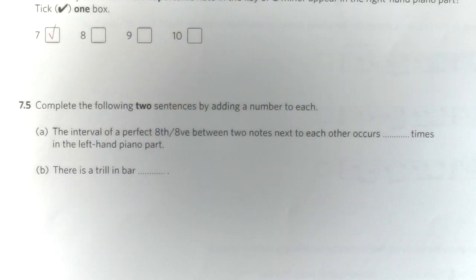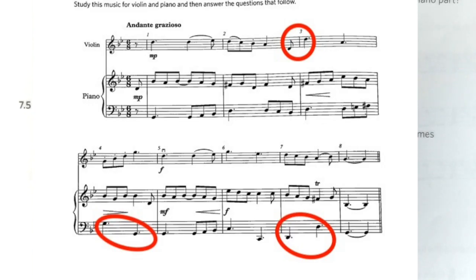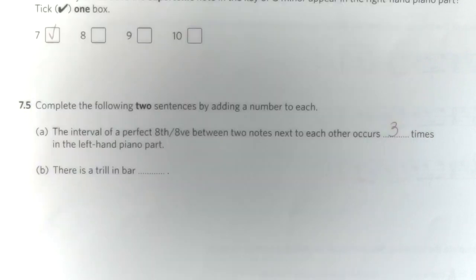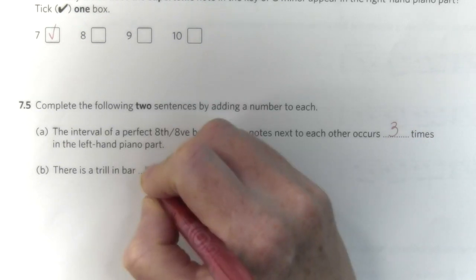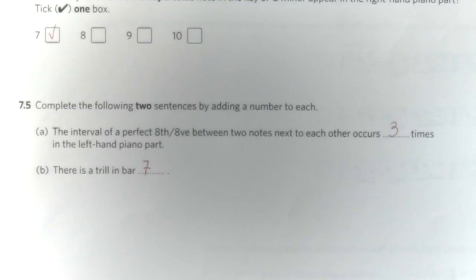Last question, guys. Complete the two sentences by adding a number. A perfect octave interval in this piece occurs 3 times. Here they are. There is a trill in bar 7, and that's the symbol. And with this, we have completed this B exam.